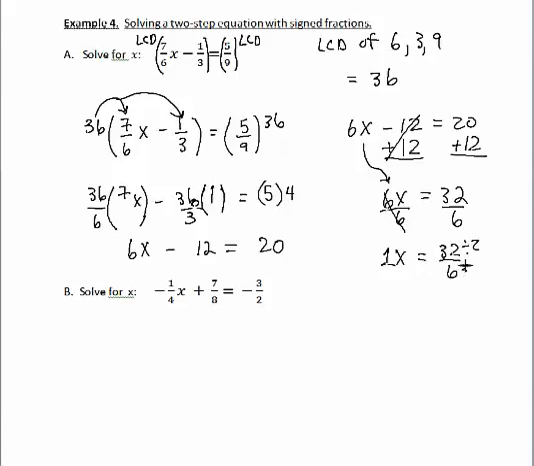Now I'll simplify it. 32 divided by 2 is 16, and 6 divided by 2 is 3. I could write that as an improper fraction, but it is simplified. And then I didn't have to write this 1 in front of the x, so I could just write it as an x. So in the end, x equals 16 divided by 3.